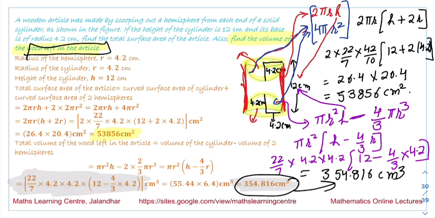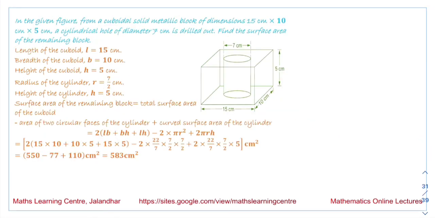Now the next question we have, in the given figure, from a cuboidal solid metallic block of dimension 15 into 10 into 5 centimeter. This is the box that is given to us, and a cylindrical hole is made in it, and the diameter of this cylindrical hole is given to be 7 centimeters.